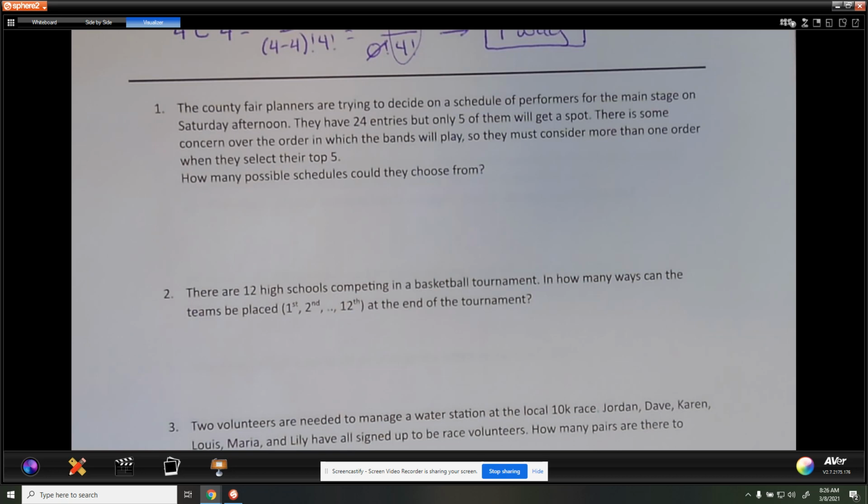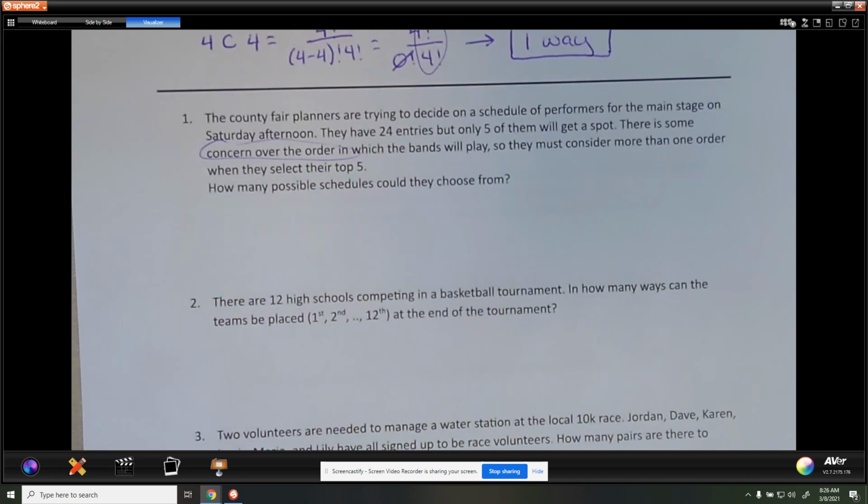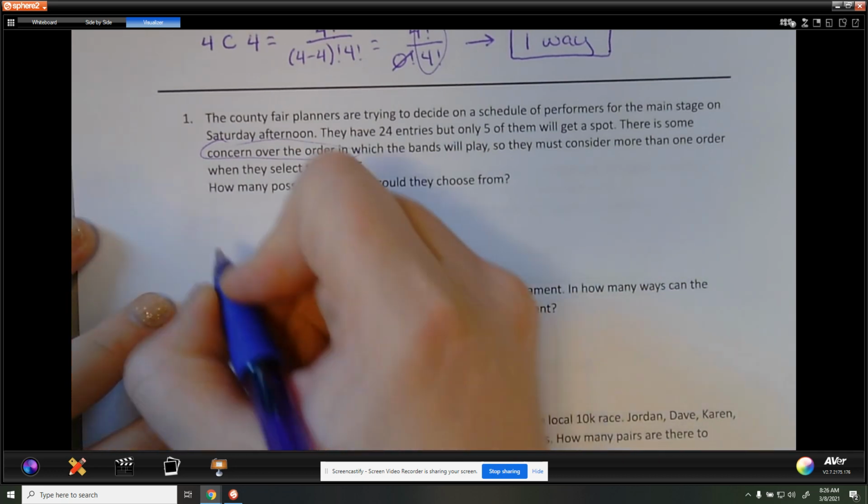So we have to ask ourselves, does the order matter on this? Apparently it does. There's some concern over the order, so it's important in this case. Maybe the last performer on the main stage is going to have more people in the crowd, so they need to consider who's closing the fair. So the order matters, so we're going to use a permutation.